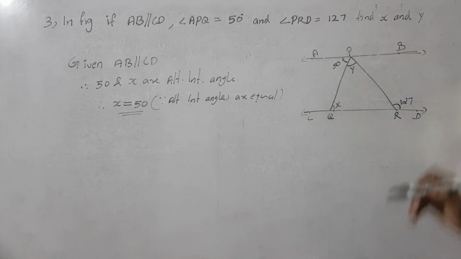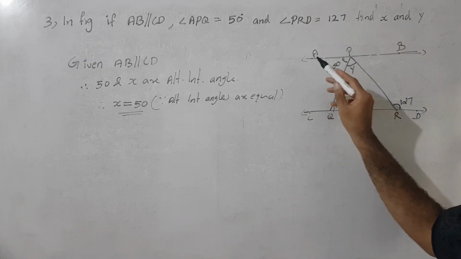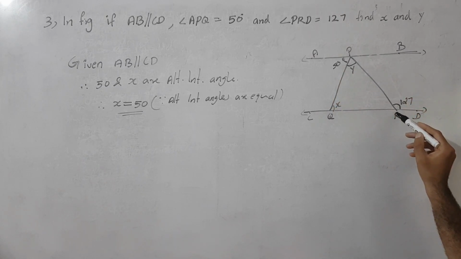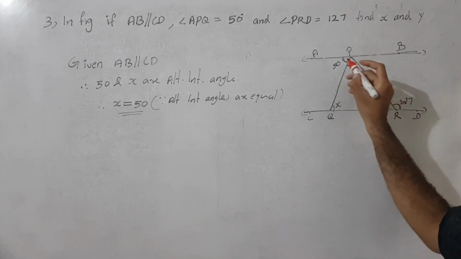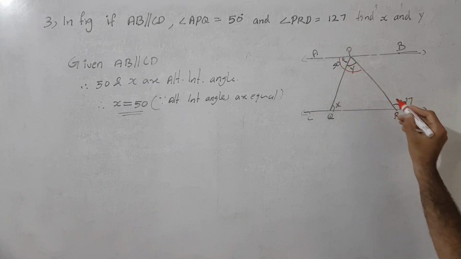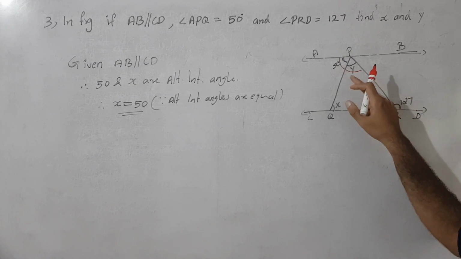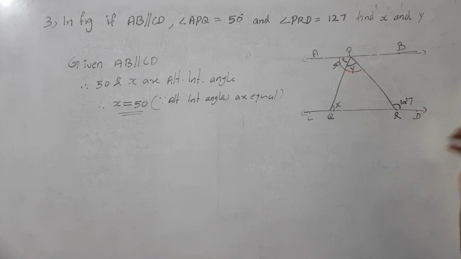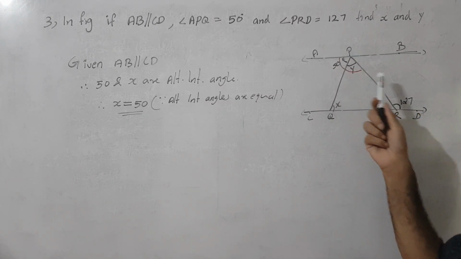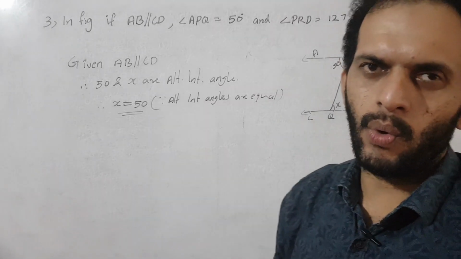PR. Then we get the angle APR and angle PRD. The complete angle APR, this one in total, and angle PRD. What do we call the angle APR? This one and this 127. That's also alternate interior angles. The lines are parallel, therefore the alternate interior angles are equal.